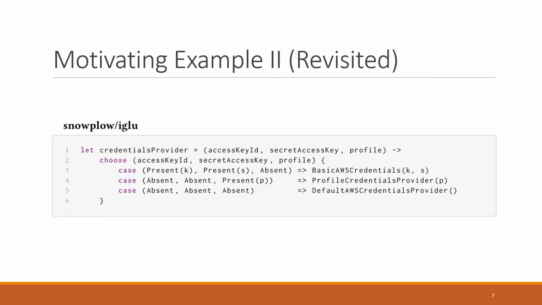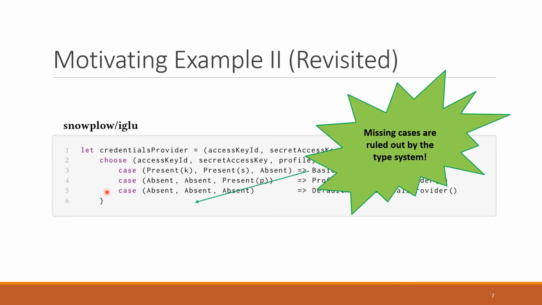We can do the same thing for the other example. So here we have now a function from before, takes 3 arguments. And again, we only list the cases we are interested in. The type system will then capture that these are only the 3 cases that are allowed in the type of credential provider and rule out any other attempt to call the function with any other combination other than those listed here.